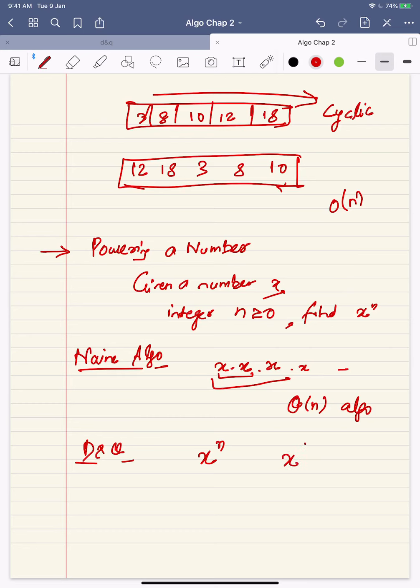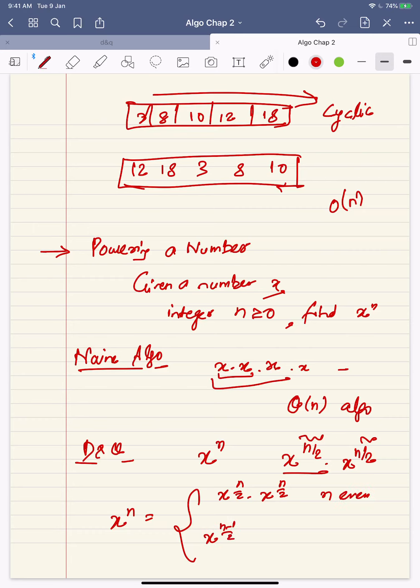So can I say this should be x^(n/2) times x^(n/2)? But then you say, okay, no. n/2, whatever results, should be an integer. Now if n is odd, this will not be an integer. So then you say, okay, fine. I'll make two cases. So x^n would be x^(n/2) times x^(n/2) if n is even. Then this will be x^((n-1)/2) times x^((n-1)/2) times x if n is odd. That way I am satisfied. Now this exponent is an integer.